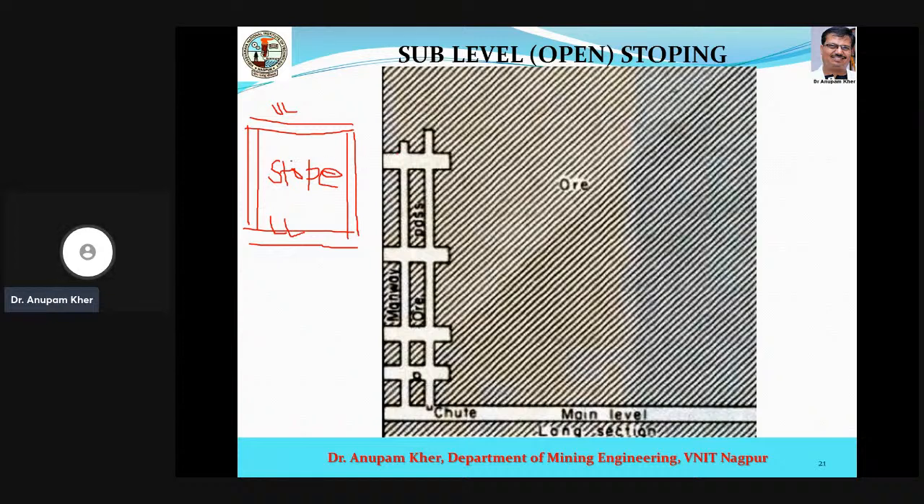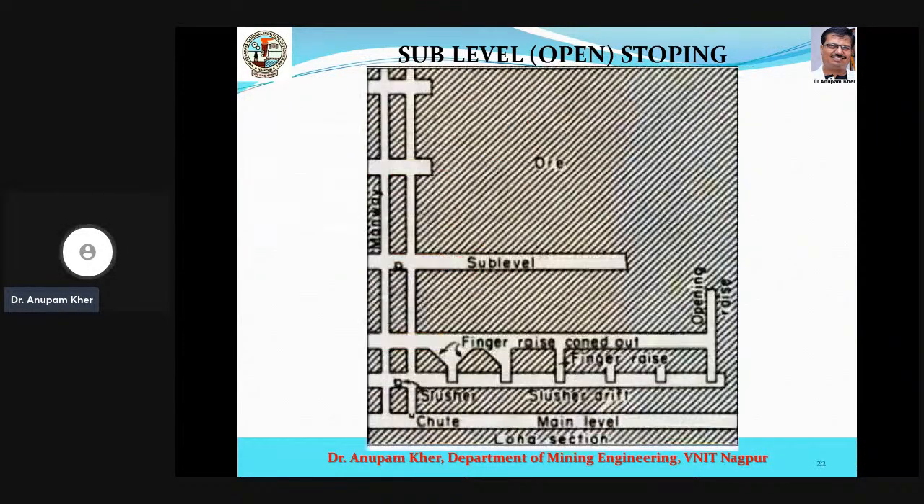So in between, if we are going to make some more levels, we are further going to divide this ore body into more blocks. These levels driven in between the major upper level and lower level, as you can see, this one level, this one level being drilled, are called the sub levels, and that's why this method is termed sub level stoping.